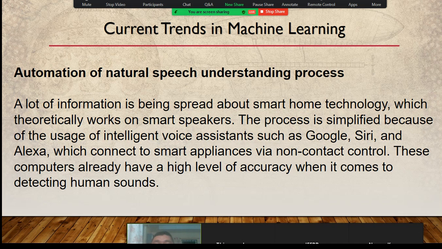Automation of the natural speech understanding process. A lot of information is being spread about smart home technology, which theoretically works on smart speakers. The process is simplified because of the usage of intelligent voice assistants such as Google, Siri, and Alexa, which connect to smart appliances via non-contact control. These computers already have a high level of accuracy when it comes to detecting human sounds.